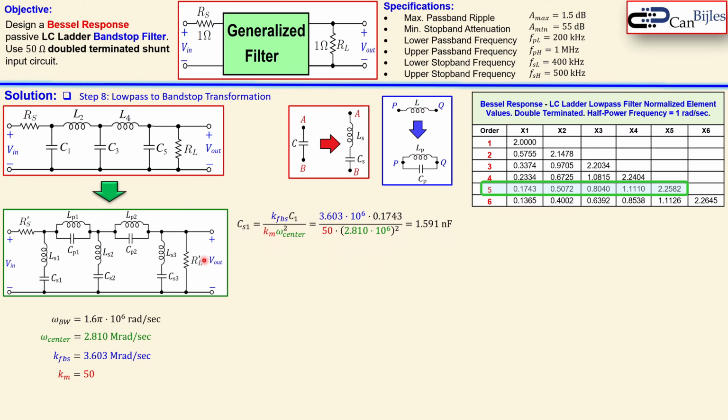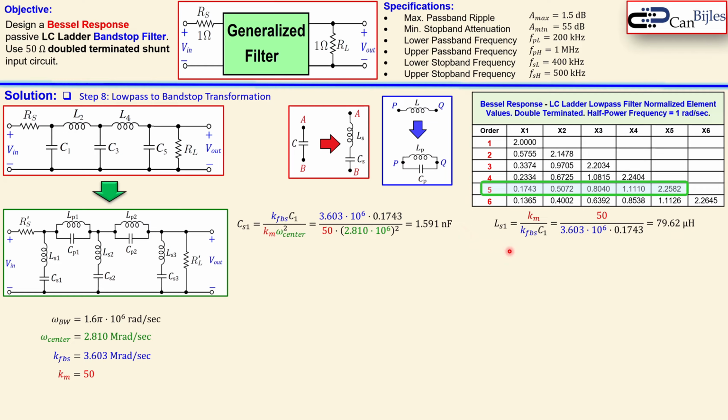Now the component values for this filter will be then calculated like this. So we have the CS1. You see again the frequency scaling factor, the C1 from the table. So it's actually shown here, and also the Km, the magnitude scaling factor, and also the omega center, which is also shown here. Now when you do that calculation, you get now 1.591 nanofarads.